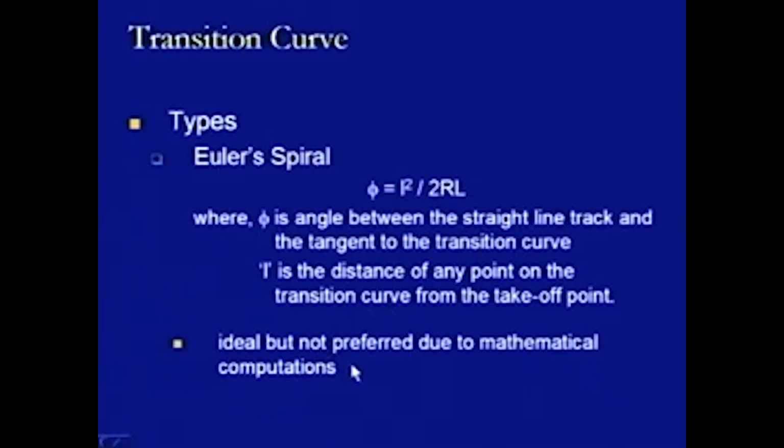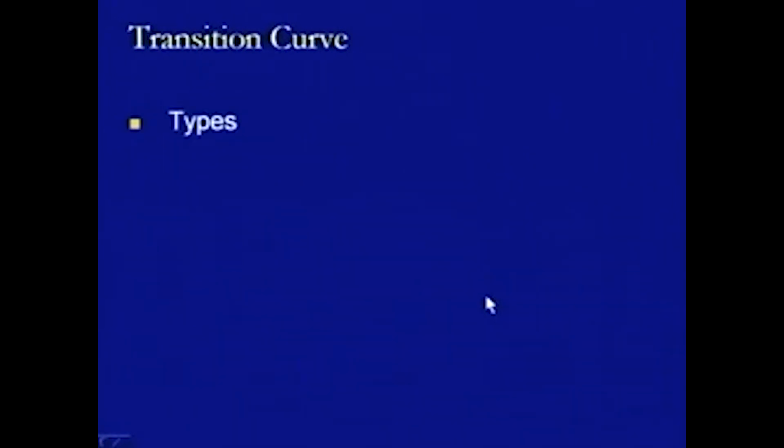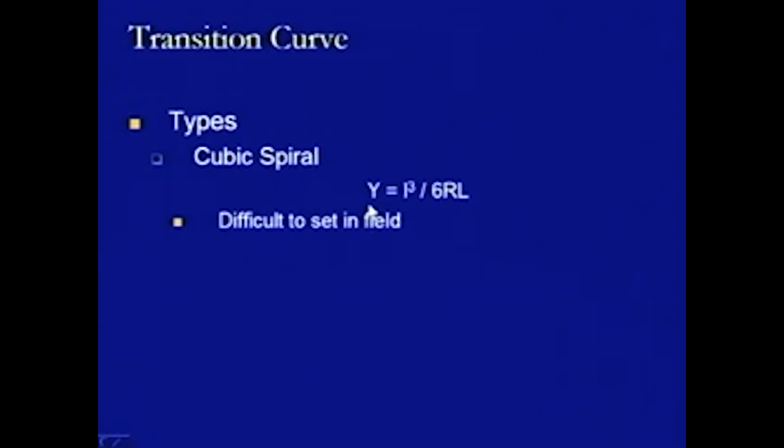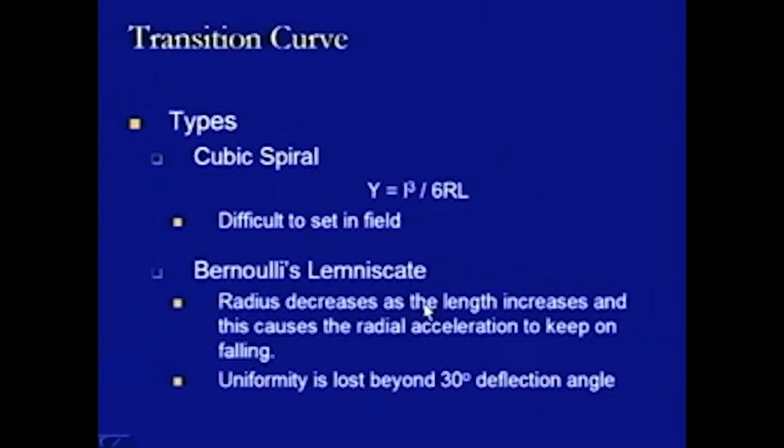And this is ideal, but it is not preferred because there are mathematical computations involved in this provision, and it becomes a little difficult to provide it in the field. So, that is why generally it is not preferred. Then another type of spiral transition curve is the cubic spiral, and this is given by y is equal to L cube divided by 6 R L, and again this is also difficult to set in the field.